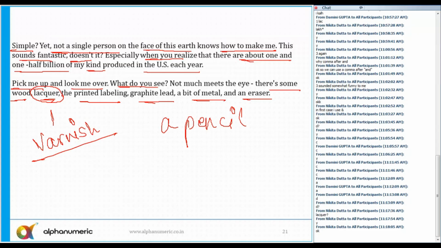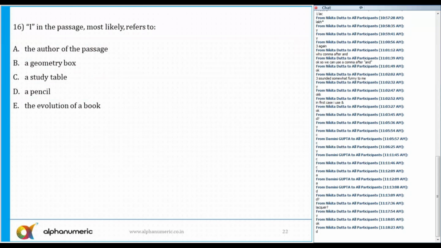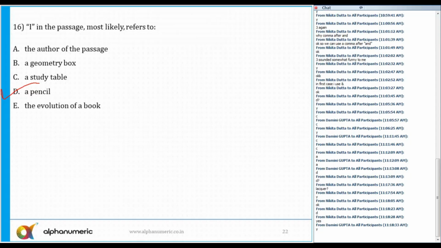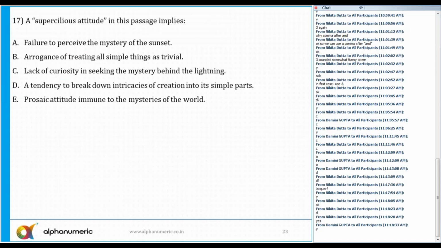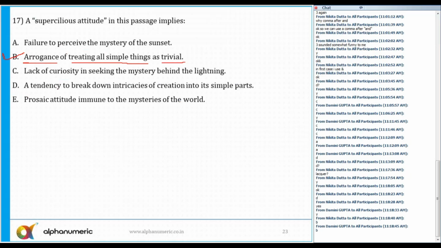You should wonder at me because it is me that has done so many things. It is I. So what do you think? I in the passage refers to what? I don't know whether you marked pencil or not initially. Did you understand this passage earlier? Yes, it is a pencil. Okay, good. Number 17. A supercilious attitude in this passage implies what? Supercilious attitude means you have arrogance of treating all simple things as trivial. Absolutely. Number 17. Answer is D.